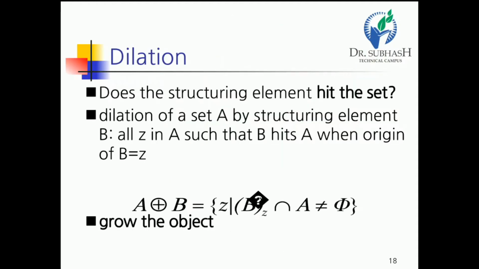Now dilation. Does the structuring element hit the set? The dilation of a set A by structuring element B is all Z in A such that B hits A when the origin of B equals Z. This is the function of dilation. A dilation B can be represented as the set of Z such that the reflection of B intersected with A is not the empty set.